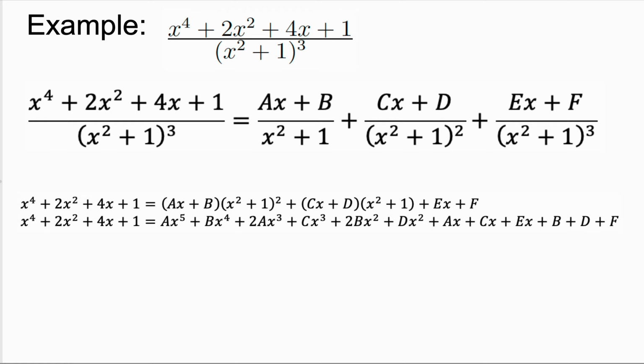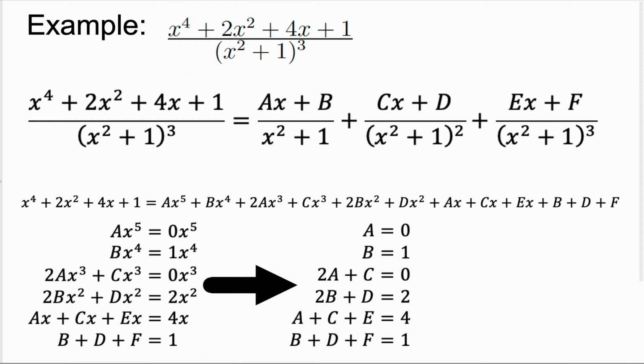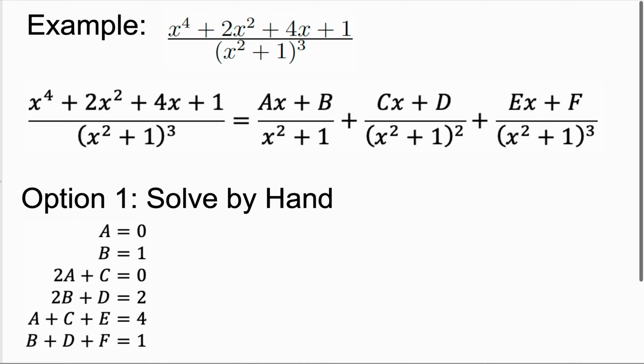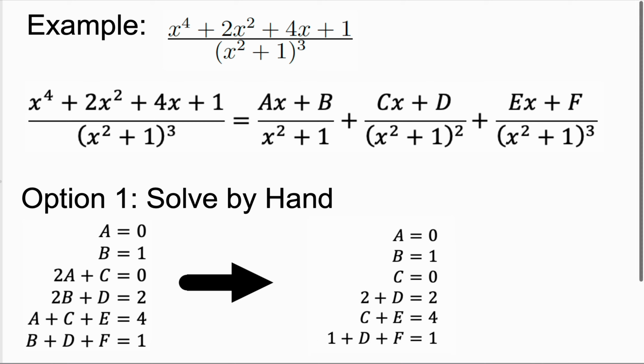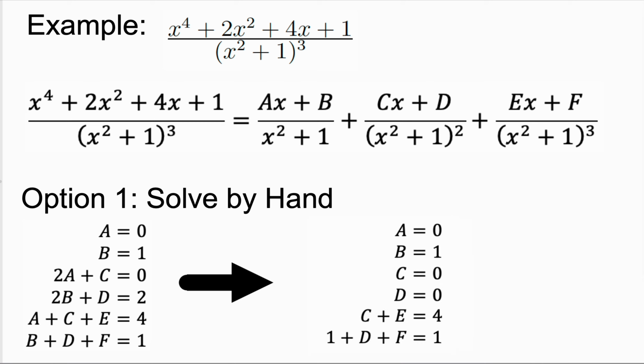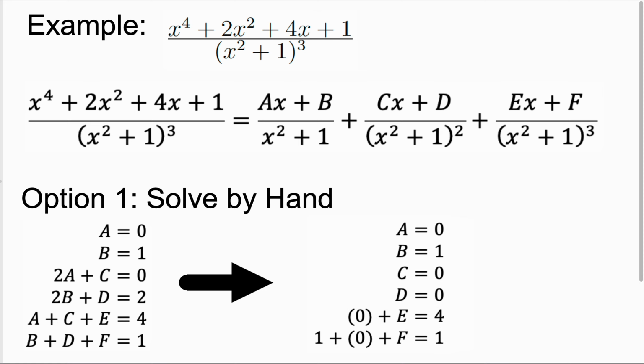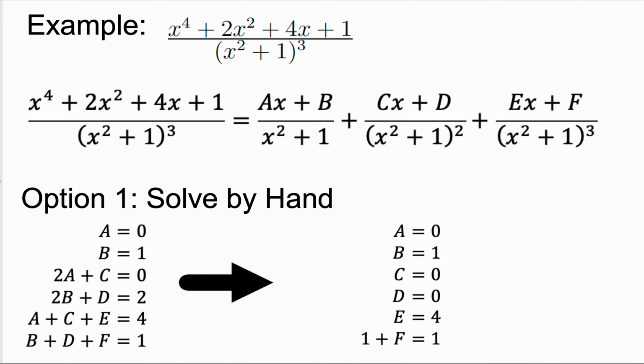Multiplying it all out, we again see that we're building a system. But in this case, this might be a system that we can solve by hand. We already know that A is 0. We already know that B is 1. So we're going to consider this both by hand and by technology to show that the result is the same. Since a is 0 and b is 1, let's start by plugging those values into the other equations. When we do that, we quickly realize that c is 0 and d is 0. Plugging in the values for c and d into the remaining two equations, we're able to find out that e is 4 and that f is 0.